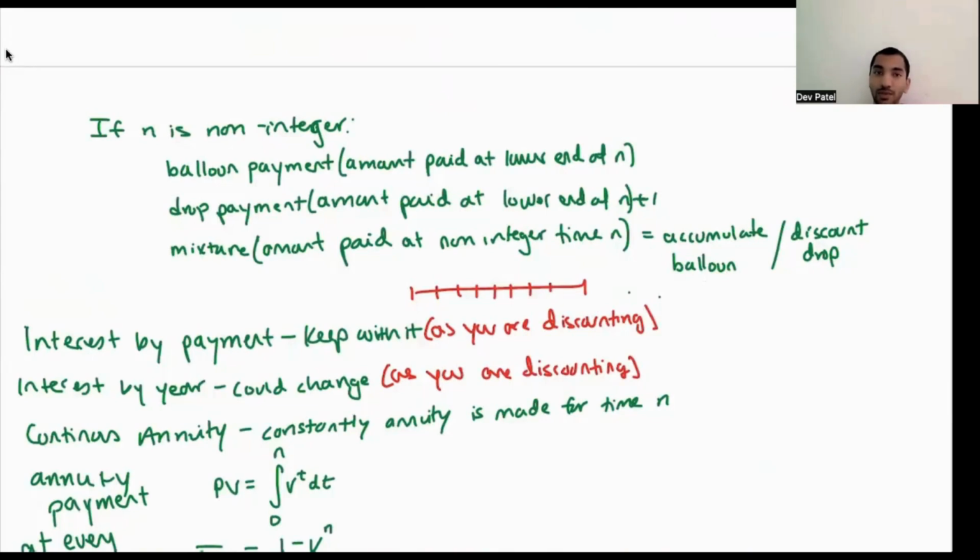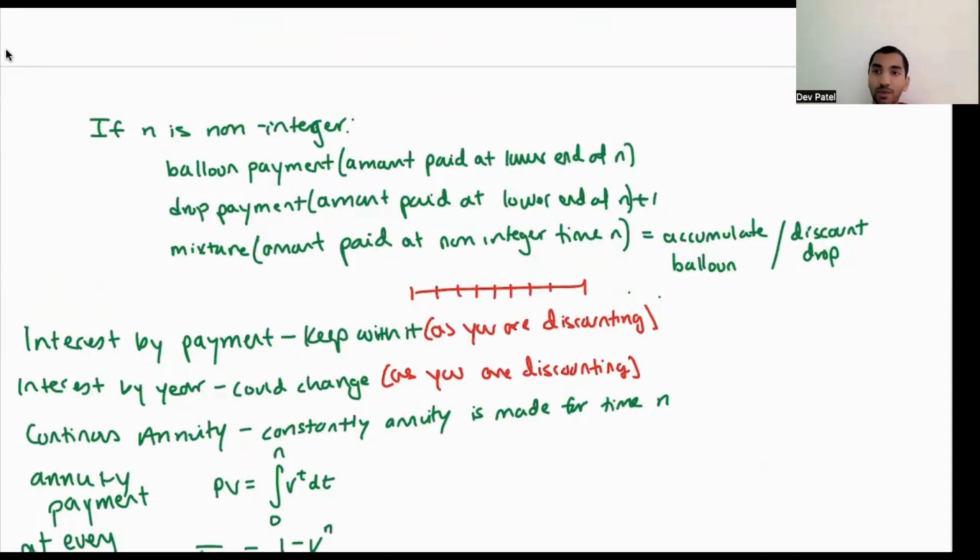What do we do when we get to the point where the number of payments is actually a non-integer? So if we get to a point where it's like 15.7 or 14.3, you can't have 0.3 payments, right? Payments are only integers. So what do we do when we get to this point of the number of payments being a non-integer? Well, there are 3 different approaches.